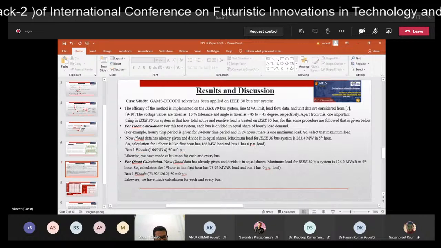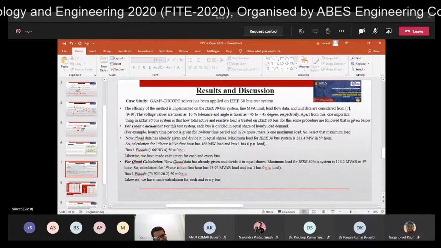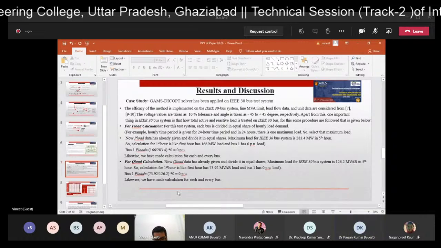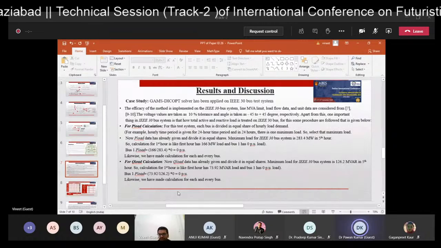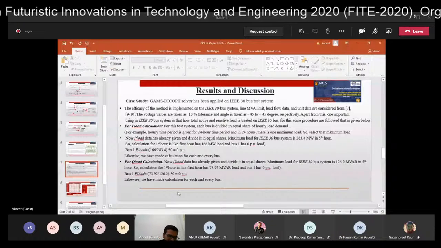So this is the calculation for each. Likewise, you have made the calculation for each and every bus. This is for active power, and you have also done the calculation for the reactive power, reactive load also. So after this, these are the results for the IEEE 30 bus system.